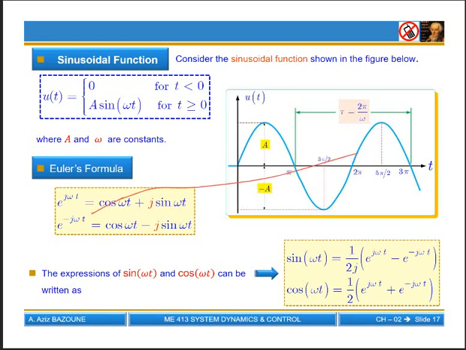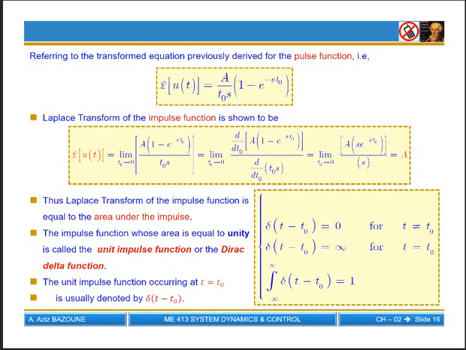So we define. I have a question about the previous slide. Go ahead. Here, delta t minus t0 equal to 0. What's the meaning of that? I didn't understand. I understand what you explained in the slide before, but here it's not clear.